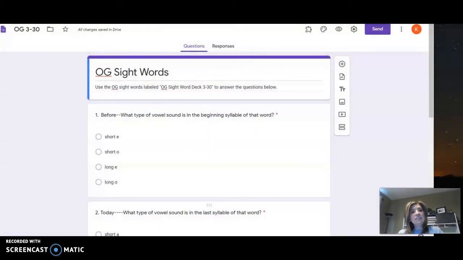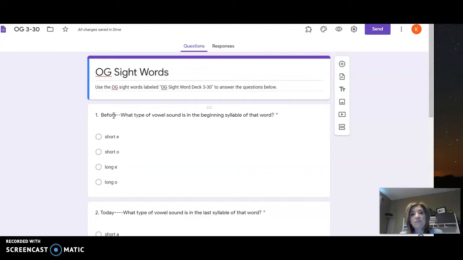All right, on today's Google form, it says you're going to use the sight words that I sent you today to answer these questions below. So for each number, we have a word at the beginning. And number 1, our word is before. So this question is asking us about the word before. And it says, what type of vowel sound is in the beginning syllable of that word?